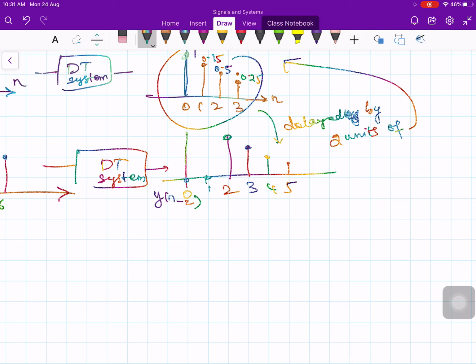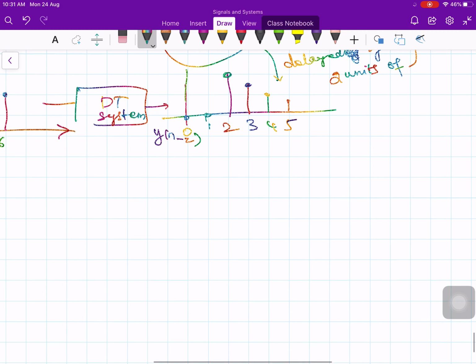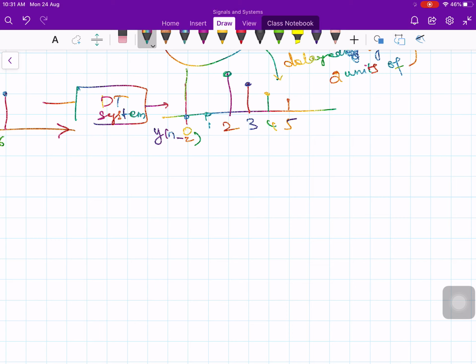So, that is how the response will be occurring for a shifted input signal. As you can see, this particular property will be very useful when you want to superpose the responses due to different inputs. Okay, we will use this property later. So, that is all for time invariant system.